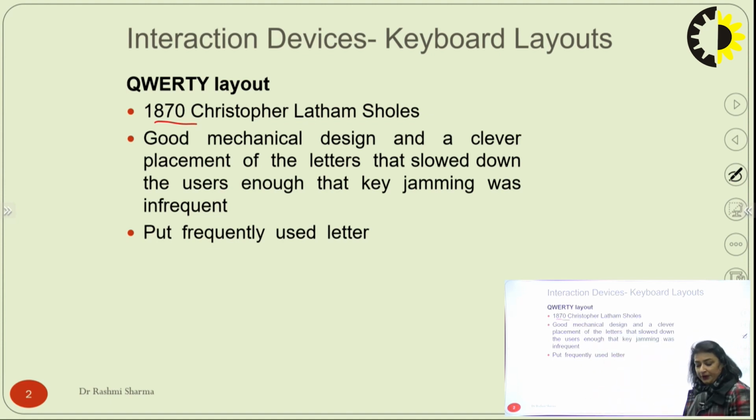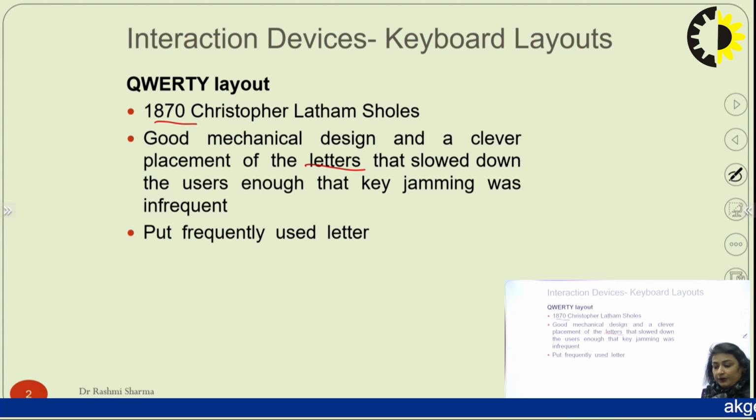When you look at this operation, E, R, T are the keys which are very frequently used, and they approximately come in the left central part of the keyboard. So this is a good mechanical design and a clever placement of letters that slowed the user enough to make key jamming infrequent. We use all these frequently used characters together when we are using this keyboard.